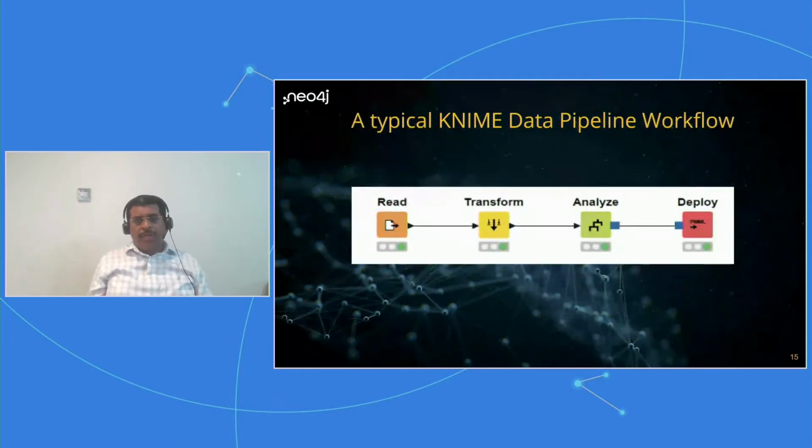A typical data pipeline workflow. This is how a typical workflow looks in KNIME. The data is captured using the reading nodes, and it's deployed for productionization using deploy nodes. A very good feature of KNIME that I really like the most is that each and every component is colored, so we can quickly see what we are doing in our own workflow, rather than opening each and every component and checking whether they are reading data sources, transforming, or analyzing.